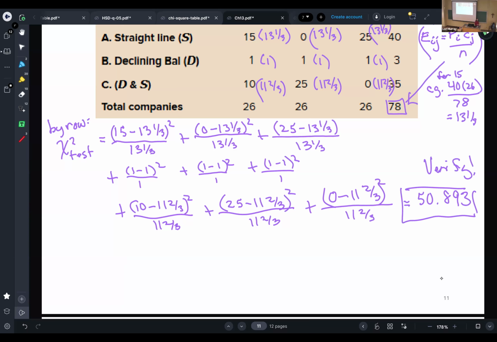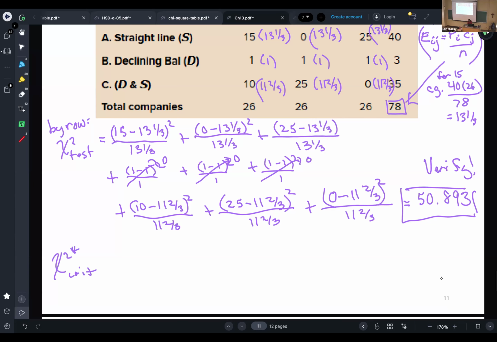So for the 13 and a thirds, you can go 13.3333. For the 11 2/3, just do 11.6666. And you can go through and add them up. You don't need to add up the middle ones because these are all going to 0. Those are all 1 subtract 1 and 0. So those are going to be all 0. You just need to add 6 quotients and you get hopefully 50.893.